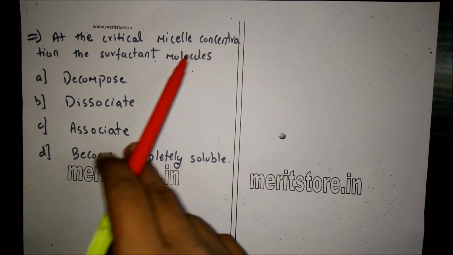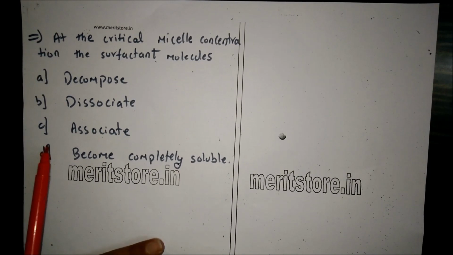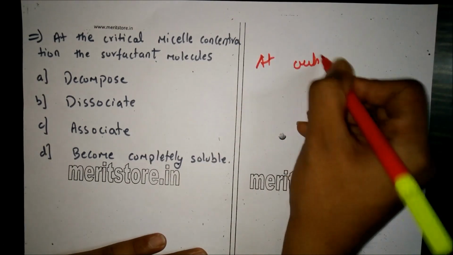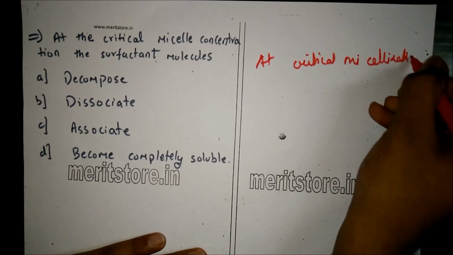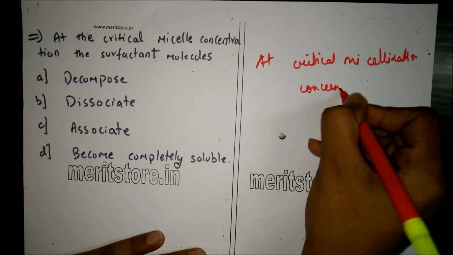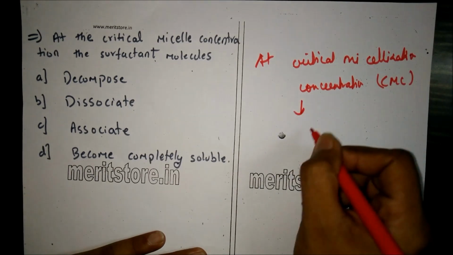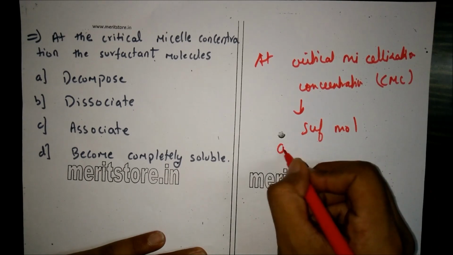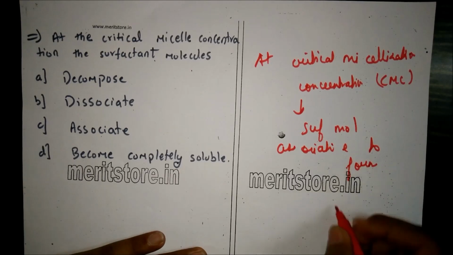At the critical micelle concentration, the surfactant molecules A. decompose, B. dissociate, C. associate, and D. become completely soluble. Now, at the critical micelle concentration, which is CMC, the surfactant molecules associate to form micelles.